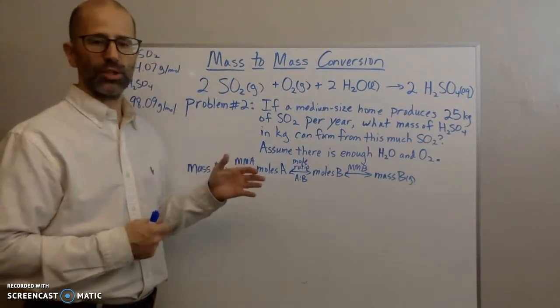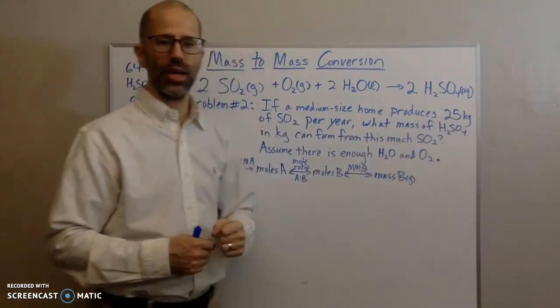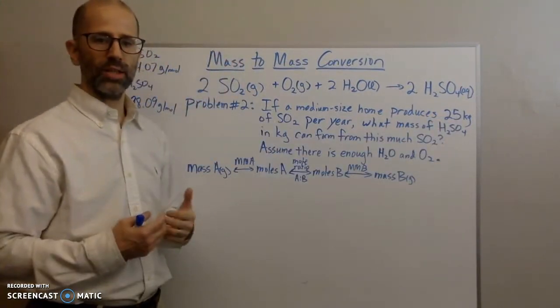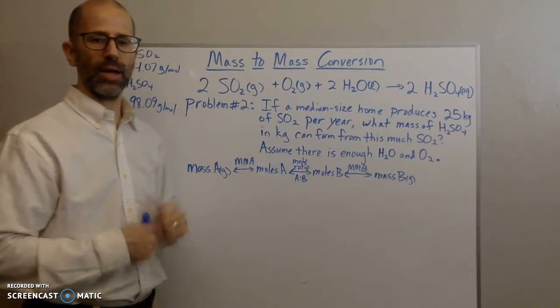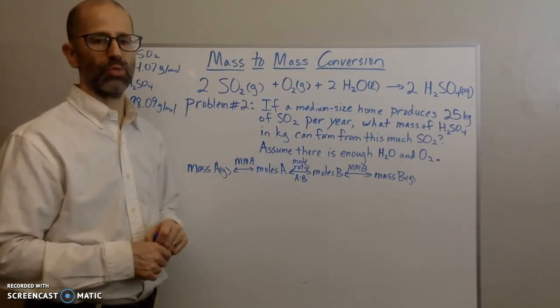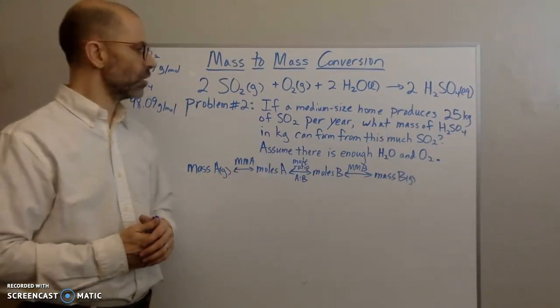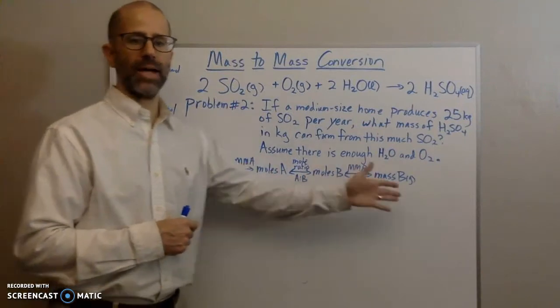So basically they're giving us an amount, a mass of SO2, and they want us to convert that to an amount of sulfuric acid. So how much sulfuric acid would be produced from that amount of SO2? So this is a mass to mass conversion.